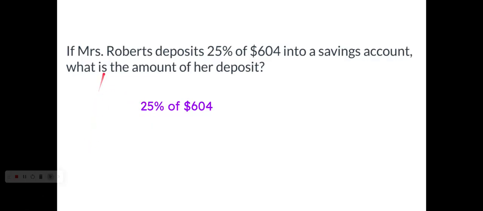I remember this as, I call it the Dr. Pepper method, DP. I love Dr. Pepper. From decimal to percent, you move it to the right 2. From percent to decimal, you move it to the left 2. So I'm going to find 25% of, multiply, 604.